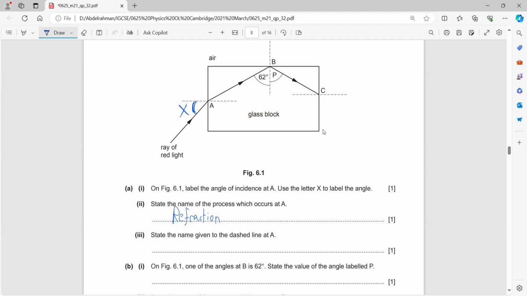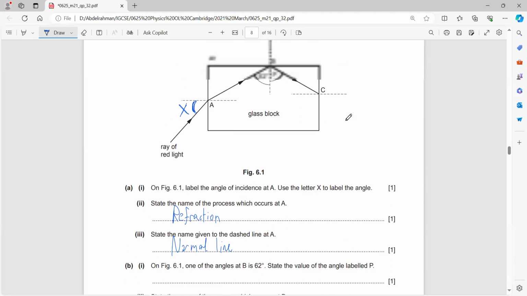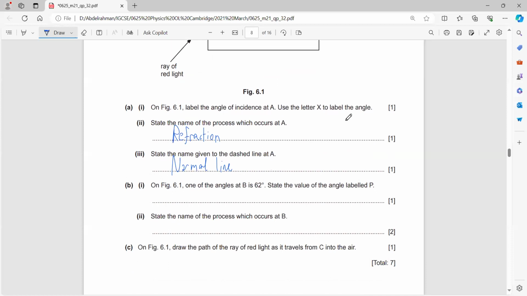State the name given to the dashed line at A. The normal. Say, the number line. Right, normal. On figure 6.1, one of the angles at B is 62. State the value of P.